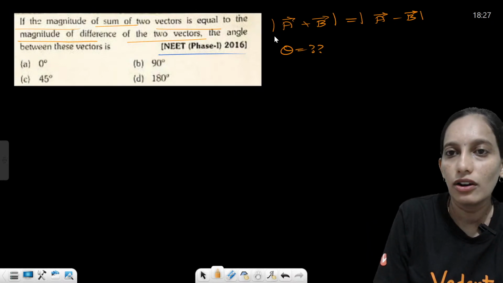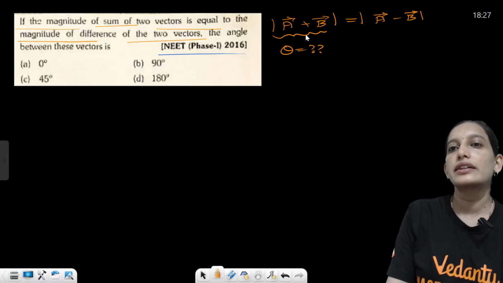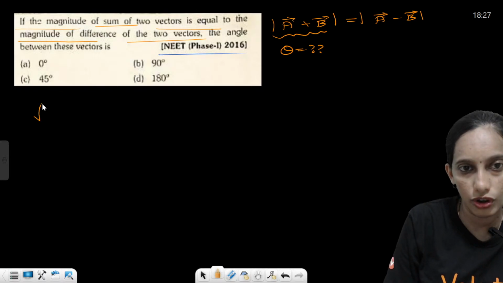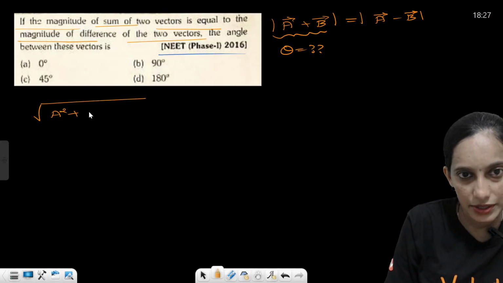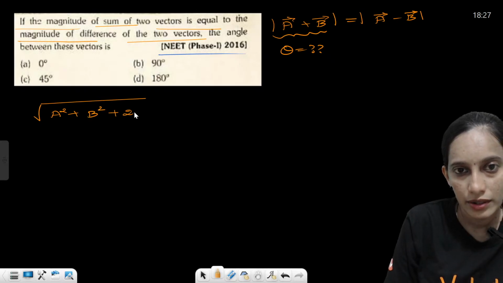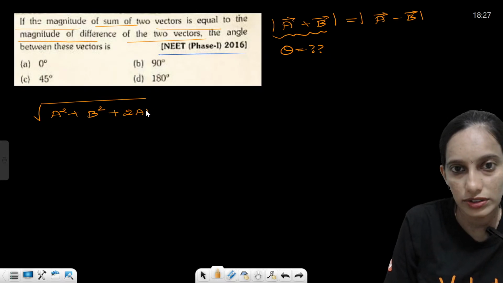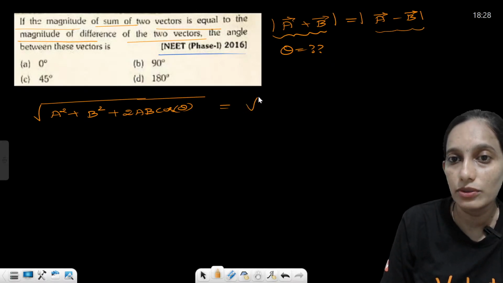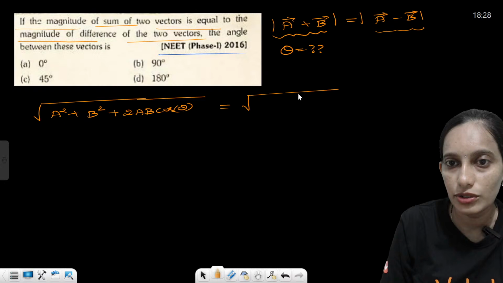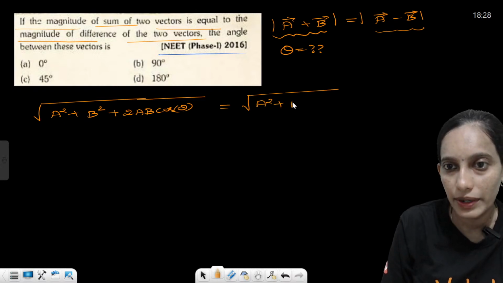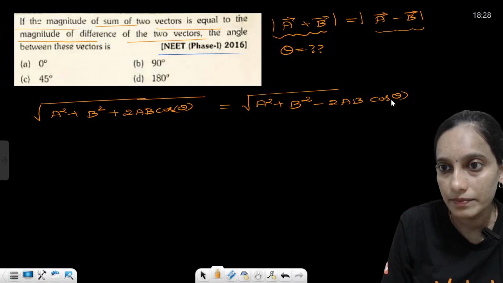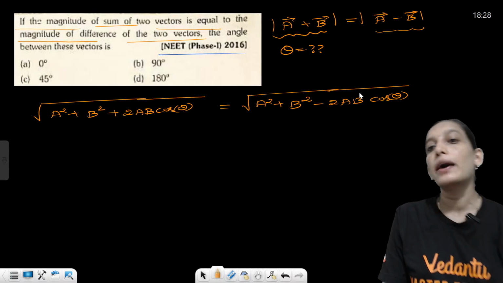Do it quickly. How can we write the magnitude of a vector plus b vector? So we know the formula, right? That is square root of a square plus b square plus 2ab cos theta. Okay, is equal to a vector minus b vector magnitude, just the sign will change, that you can check. So that is a square plus b square minus 2ab cos theta. When subtracting, it is minus 2ab cos theta.